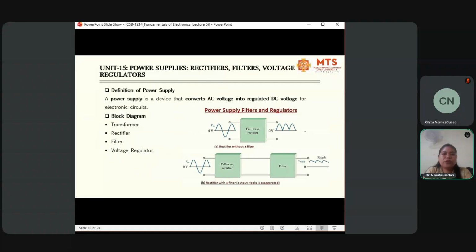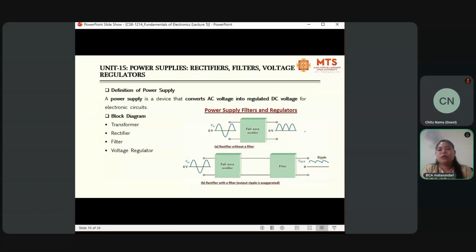Next, moving to unit 15. Power supplies, rectifiers, filters, voltage regulators. This is what we'll be learning in unit 15. Let's first know about the power supply. A power supply is a device that converts AC voltage into regulated DC voltage for electronic circuits. Block diagram: transformer, rectifier, filter, and voltage regulator.